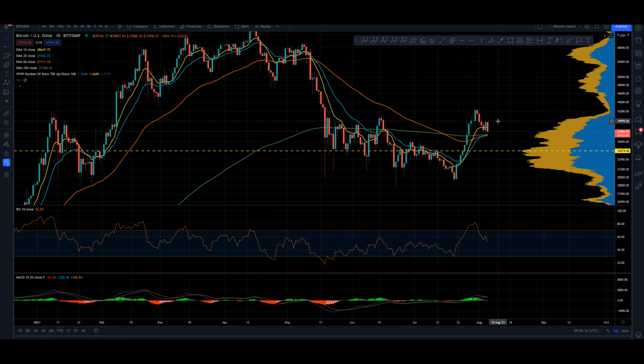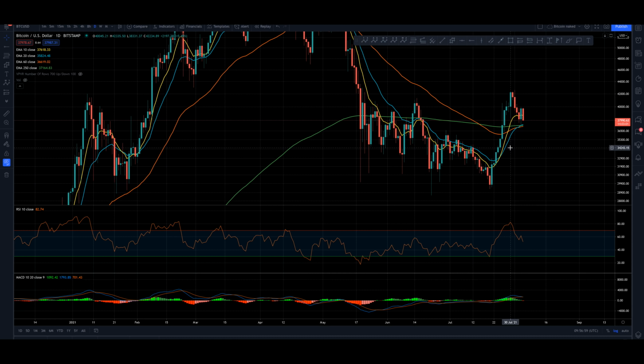Here's the 60 crossing through the 250 with the price below it. Here's the death cross. What happens? 1, 2, 3, 4, 5 days later, we bottom and rocket. So if you shorted this on the death cross, you would have got slapped in the face. Okay, doesn't always happen, but it happens way too often to consider that a reliable form of analysis.